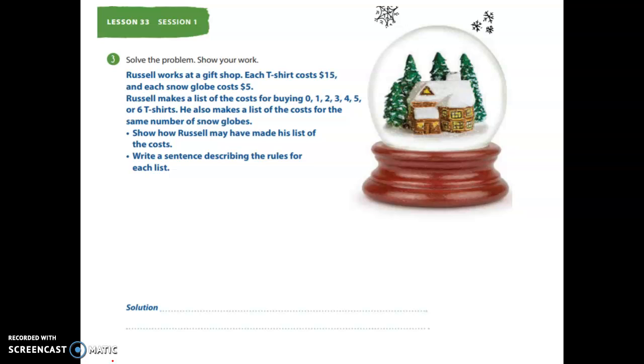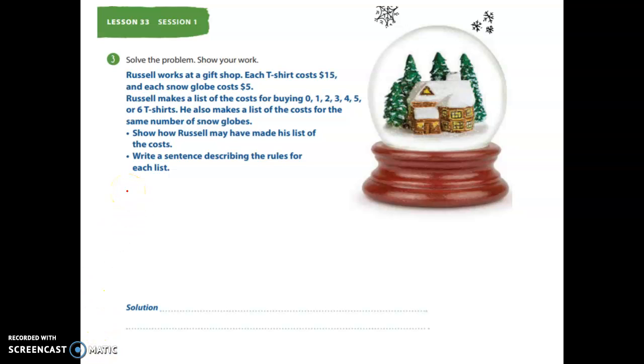Okay, so Russell works at a gift shop, and each t-shirt costs $15 and each snow globe costs $5. Russell makes a list of the cost of buying 0, 1, 2, 3, 4, 5, and 6 t-shirts. He also wants to make a list of the cost of the same number of snow globes. So show how he makes his list, and then write a sentence describing the rules. So what's happening in each of them.